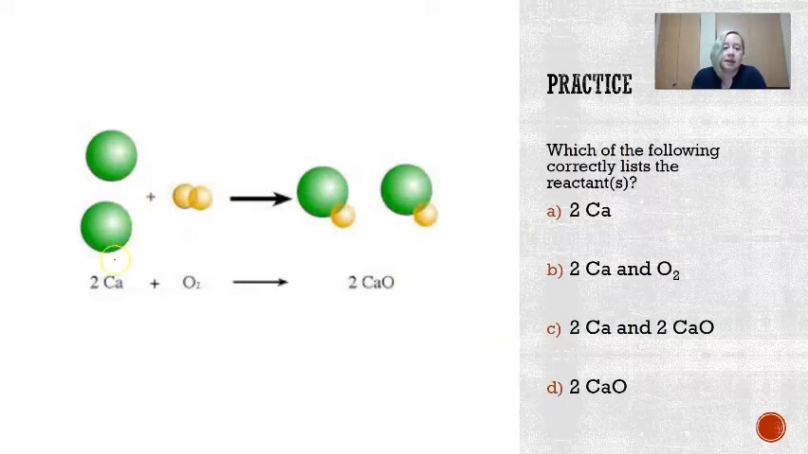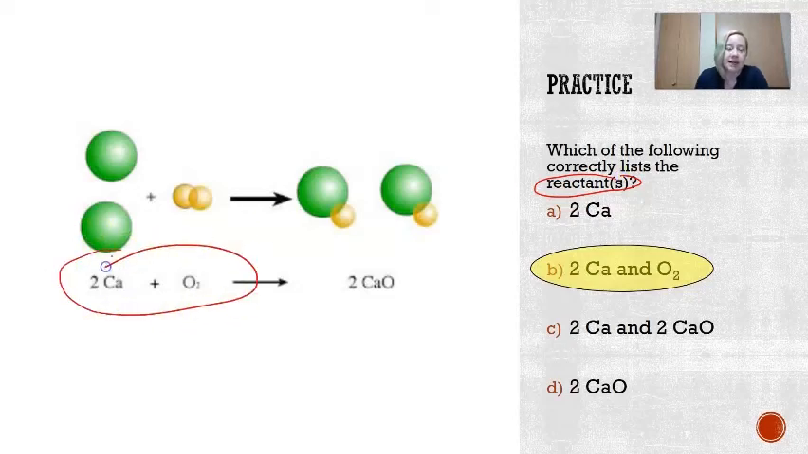Here is another example of a chemical equation. We've got the model represented with the atoms as well as the word equation here. And the question is, which of the following correctly list the reactant or reactants? A, 2Ca, B, 2Ca and O2, C, 2Ca and 2CaO, or D, 2CaO. Pause the video and give yourself an answer. If you told yourself that B was the correct answer, then you were correct. Reactants are the things on the left-hand side of the reaction. These are the things you start with.